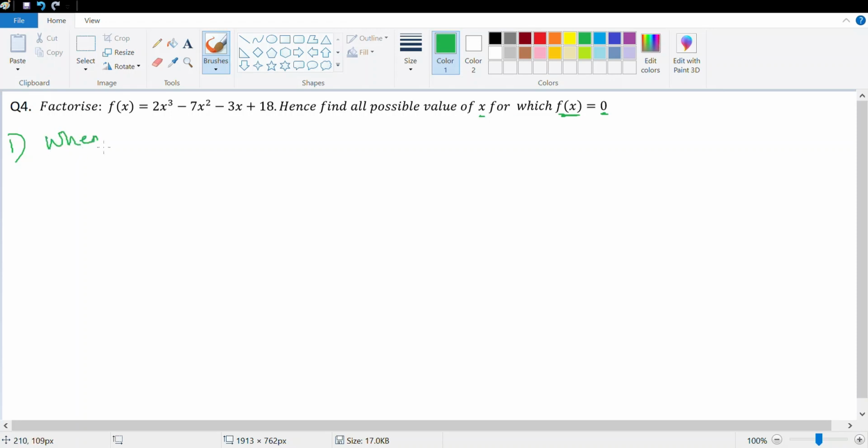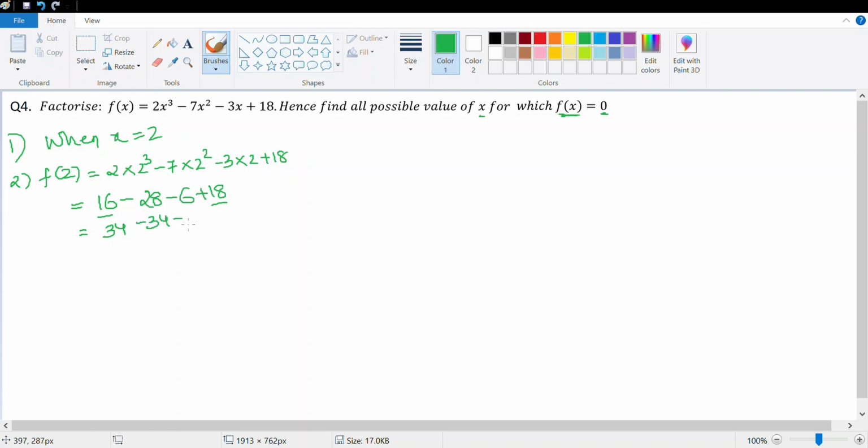So when x is equal to 2, f of 2 would be equal to 2 multiplied with 2 cube minus 7 multiplied with 2 square minus 3 multiplied with 2 plus 18. That's 2 cube is 8, 8 into 2, 16, minus 2 into 2, 4 into 7, 28, minus 6 plus 18. 16 plus 18, that's 34, and 28 and 6, that's 34, which means therefore x minus 2 is a factor. Now to divide. So first factor done, next step, divide.